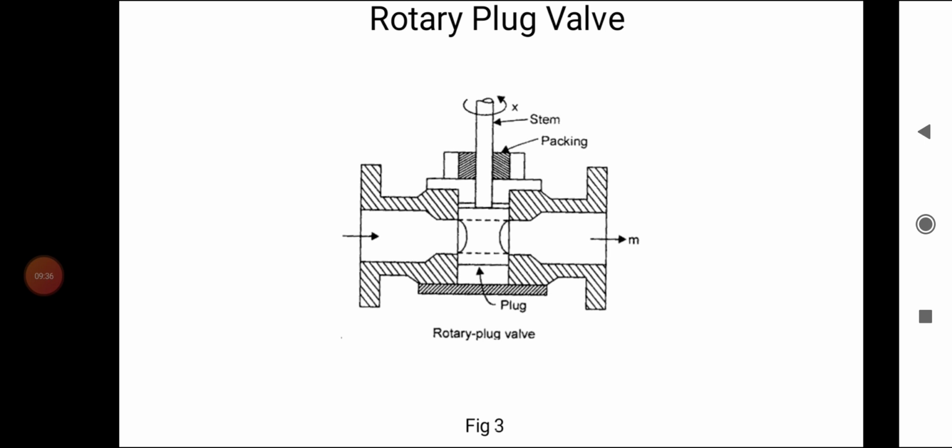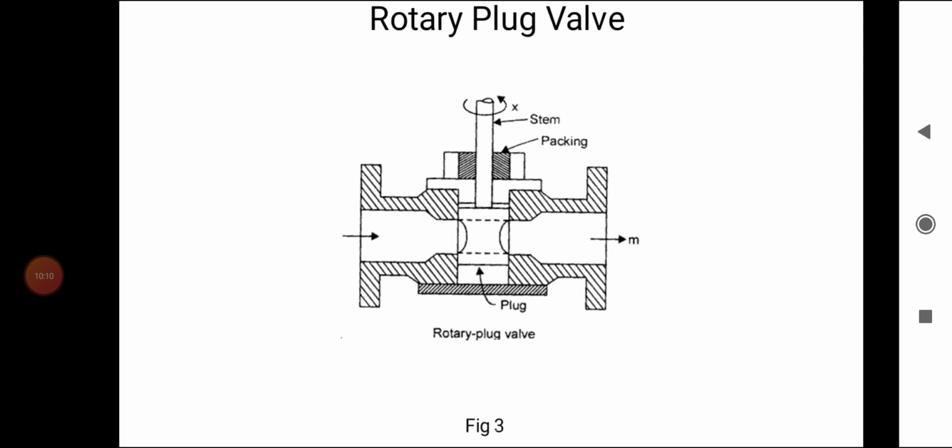The rotating plug is attached to the stem. When the stem is rotating, the plug is also rotating. So this is called a rotary plug valve. The plug is rotating inside the valve body. When the actuator is rotating, the stem automatically rotates. The plug is attached and pinned to this stem so that the plug is rotary type.